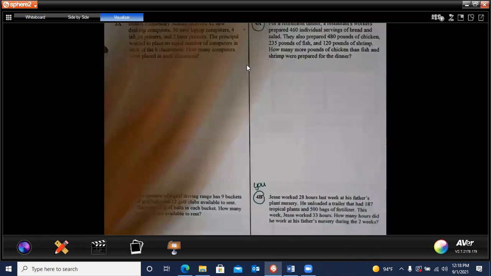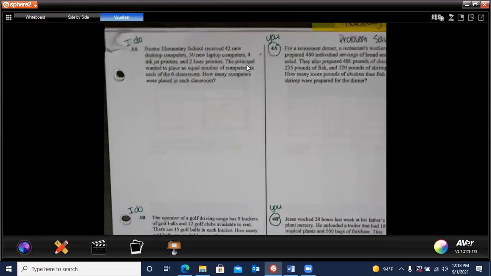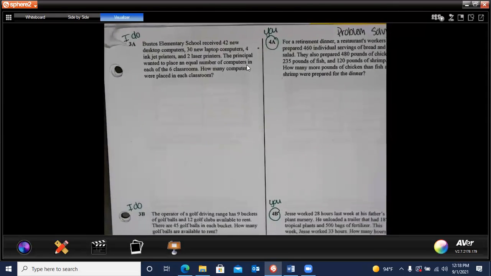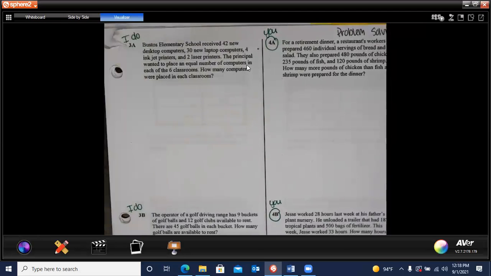Is everyone here? Does anybody need help finding this page? Okay. So the 3A, again, we have a word problem. We have to read it. I want you guys to remember that we're going to use that Addams Family song to remind us that we have to underline the question. We have to circle important information, delete extra information, and then of course we have to solve the problem. So for 3A, Isaac, can you go ahead and read me 3A, please?